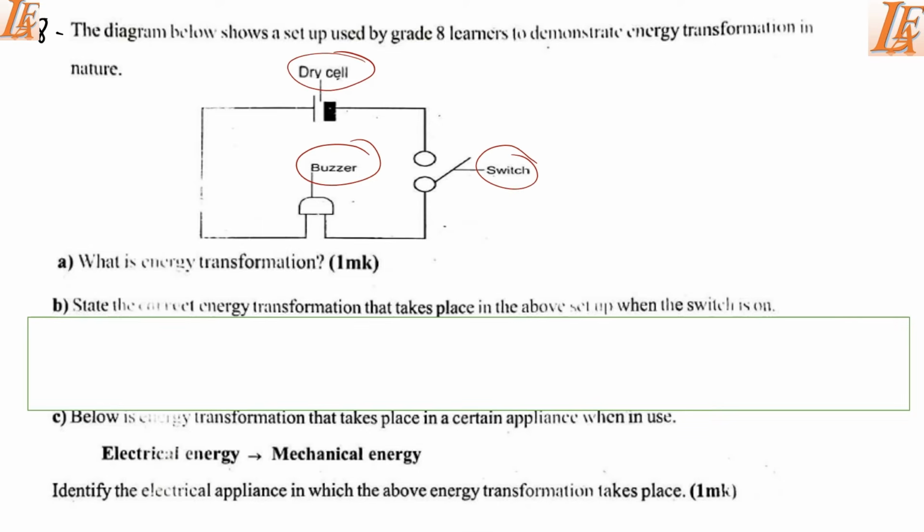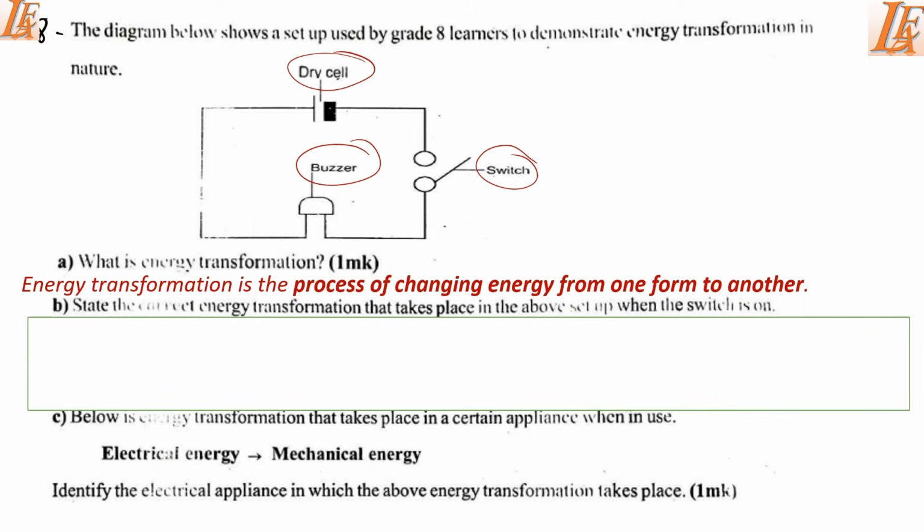Now in this case, the first question, what is energy transformation? Energy transformation is defined as a process of changing one form of energy to another. For example, you can change sound energy to electrical energy, or electrical energy to light energy, and so on. So that process of changing one form of energy to another is what we call energy transformation.